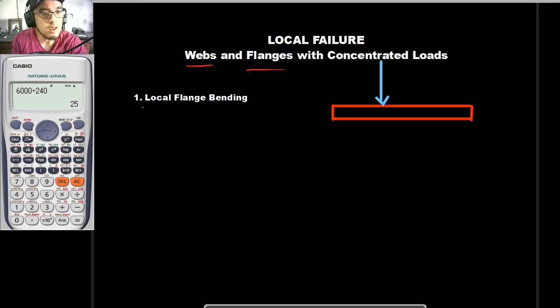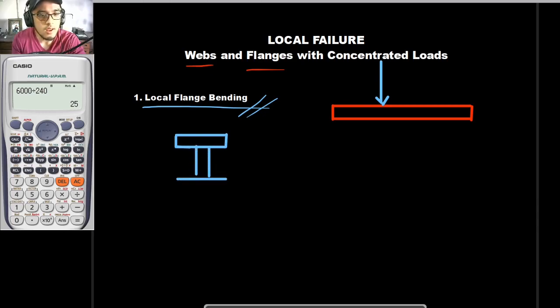So, the first thing that we should take into consideration is the local flange bending. What does that mean? So, for example, you have your flange here, I mean, your wide flange or I-beam. So, it depends. So, let's say this is our wide flange or I-beam. Local flange bending is when your flange, whether top or bottom, just bends, literally. So, it would be, that looks ugly. Okay, so it would be like this.